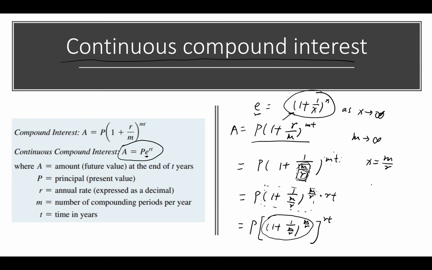So as m goes to infinity, the inner part becomes e, this is our Euler's number, which is our base. So our base is e, right? And it is raised to the power of rt. So this is how we get the formula for the continuously compounded interest rate. Right, so just keep this in mind. If we have this expression, we will encounter it in the later lectures.